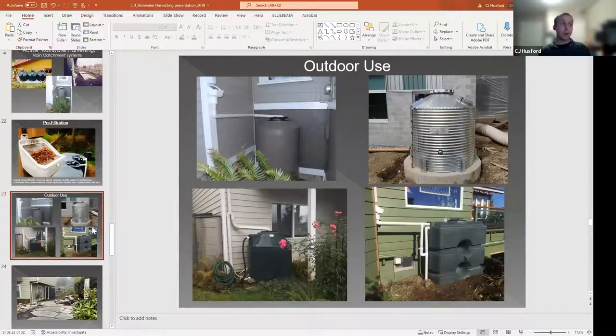Outdoor use is a very common thing. Most people think of rain barrels when they think of rain catchment. I like to describe it the same way, whether they're looking at very large systems that are doing commercial applications or a small rain barrel. It's all just a matter of scale. And so here's pictures of different examples of above ground storage tanks that are used for typical outdoor use.